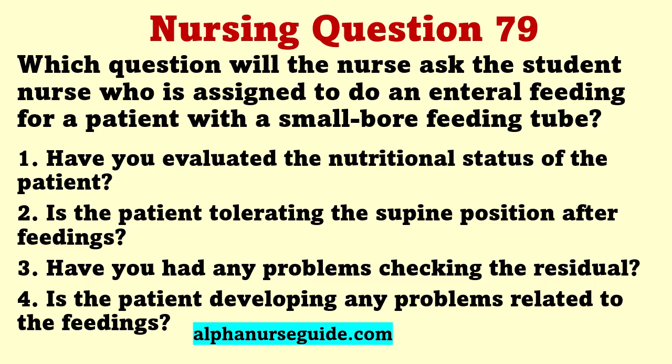Rationale. A disadvantage of small bore feeding tubes is that they are prone to clogging, and checking for residuals can be difficult. If the tube gets clogged, it may have to be removed and reinserted. Placing the patient in a supine position is incorrect. The head of the bed needs to be elevated 30 degrees to 45 degrees during feedings and for 30 to 60 minutes after the feeding to reduce the risk of aspiration.